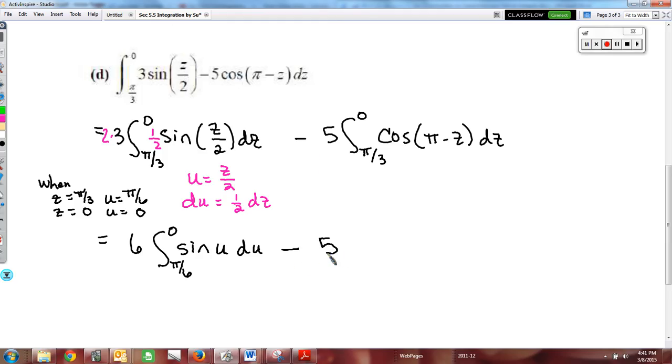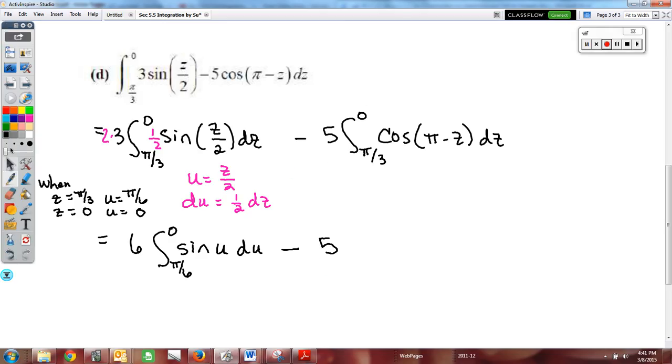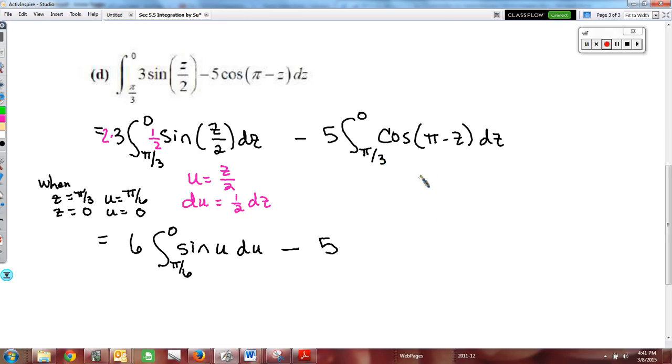Minus my 5. Now here, don't use u again. I mean, it's more of a kind of, you've already used it. It stands for z over 2. So if I'm going to use something over here, pick a different letter. Don't get stuck on the u thing. I'll use w. W is pi minus z. dw would be negative dz. Am I missing a constant? Yes, I am. I put my negative in, and I'm going to change that. So we'll fix that down there.